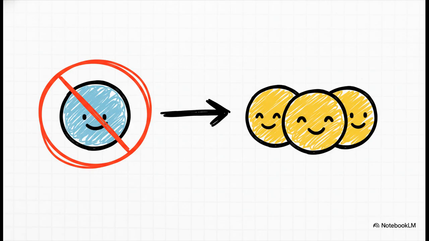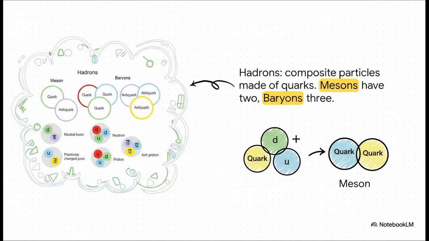Quarks are fascinating because you can never, ever find one all by itself. Seriously, they are always found clumped together in groups, forming bigger composite particles. They're the ultimate team players. They literally can't exist alone. So how do they team up?